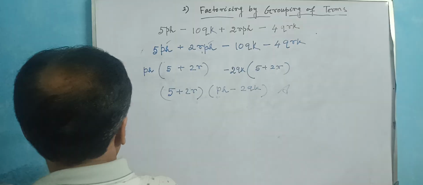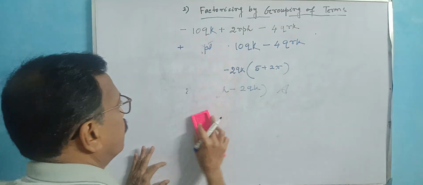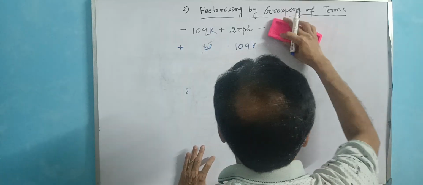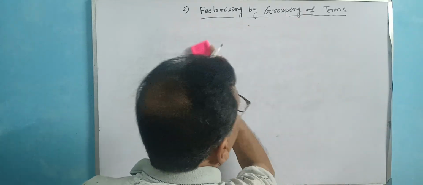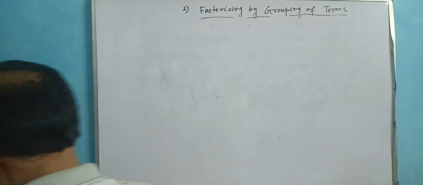Okay. Now the next sum. So this is the way. Very easy. Factorizing by grouping the terms. Grouping the terms. Okay. Now the next sum, what is the sum?